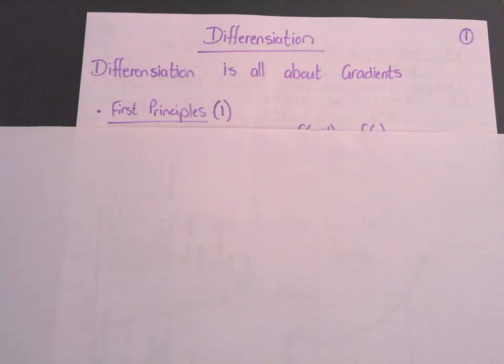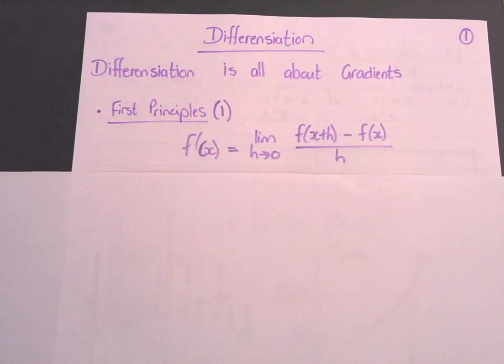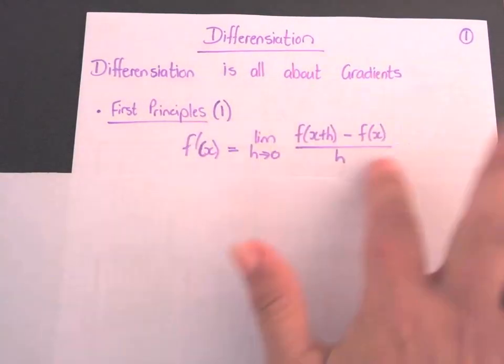Differentiation is all about gradients. So our next subtopic on differentiation is the first principles. Our first subtopic was limits. Now, first principles has a specific formula, and I quickly want to explain how we get to this formula.